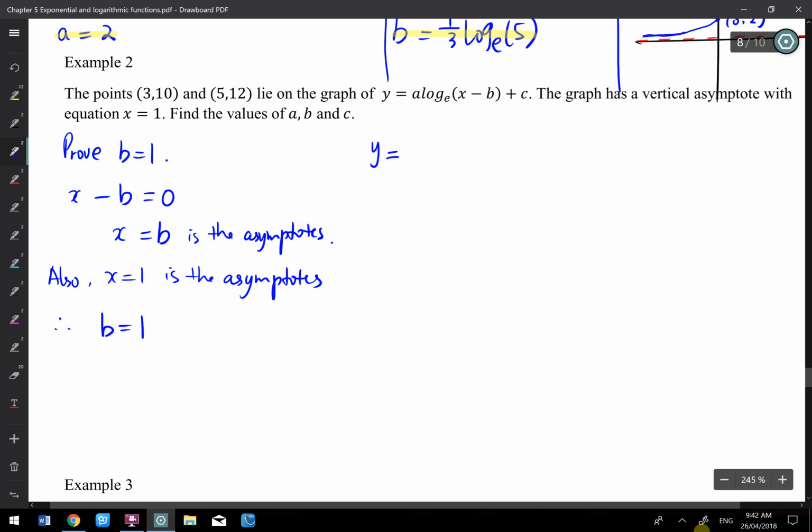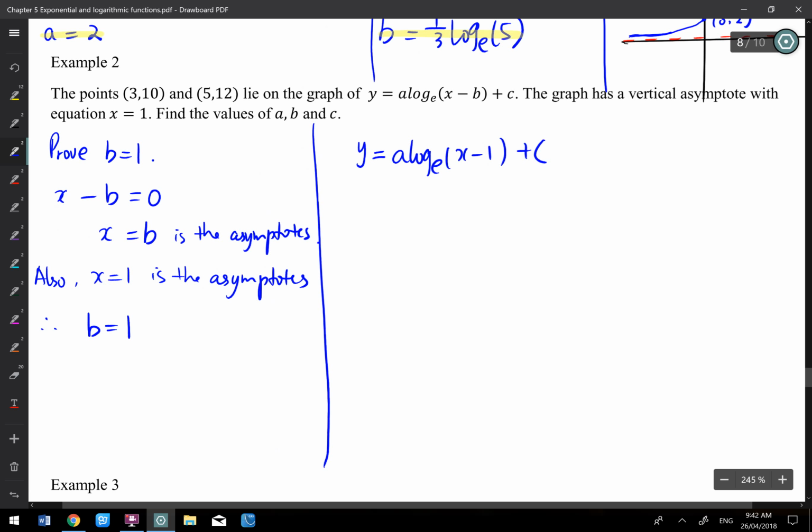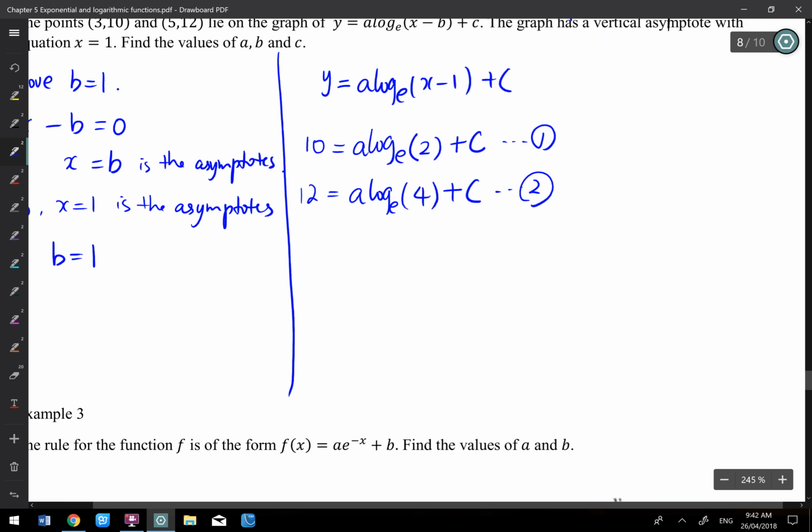y equals to a log e (x minus b) plus c. That's what the equation becomes now. We can sub the point (3, 10). Okay, 10 equals to a log e (3 minus 1, which is 2), plus c. And 12 equals to a log e 4, and then plus c. We call that equation 1, and that's equation 2.